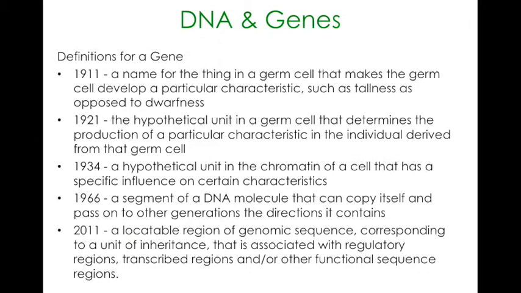Okay, all right, let's hop into the definition of genes, and then we'll finish it up there. In 1911, they defined genes as a name for a thing in a germ cell that makes the germ cell develop a particular characteristic, such as tallness as opposed to dwarfness. Very basic understanding. In 1921, a hypothetical unit in a germ cell that determines the production of a particular characteristic in the individual derived from the germ cell. Still a hypothetical unit. You can see their very brief definition. In 1934, still a hypothetical unit in the chromatin. Now they discovered exactly the strand that the gene was in, which had a specific influence on certain characteristics.